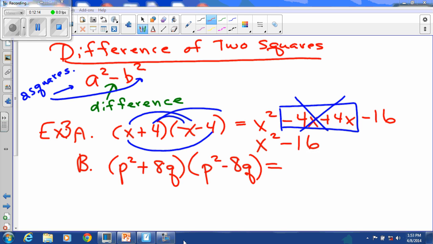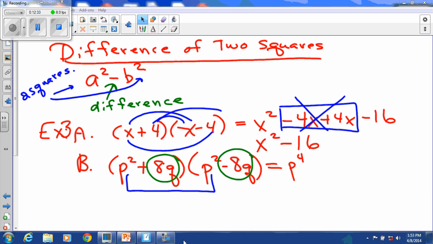When that's the case, you simply square the first term, which is p squared. When you square p to the second power, you get p to the fourth power. The middle two terms drop out because they're opposites, and the last term, therefore, is the last term squared. 8q times 8q is 64q squared. But since we're multiplying a positive times a negative, we get minus 64q squared.